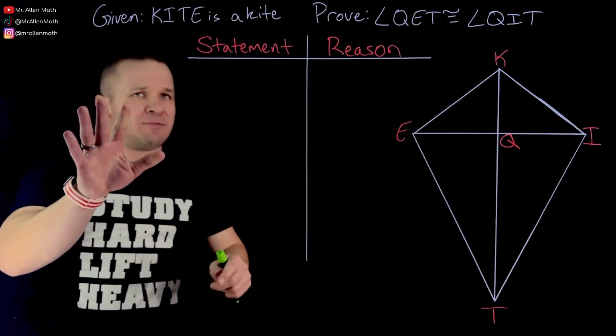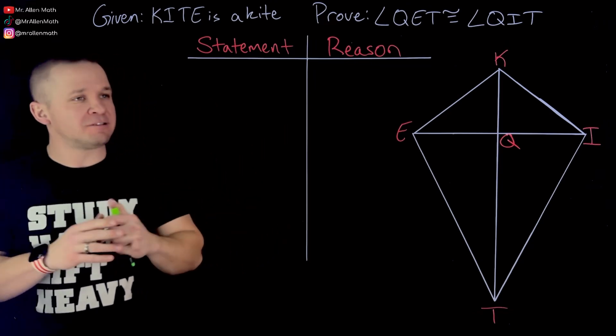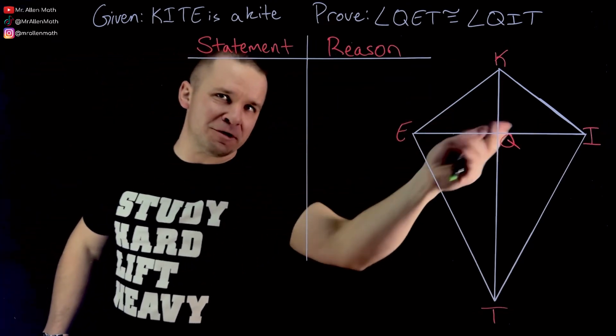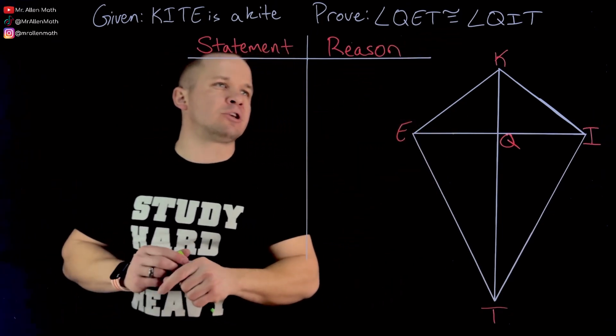Okay, so I'm given that this quadrilateral, KITE, is a kite. Creative name for all the vertices, yes? And we want to prove that angle QET is congruent to angle QIT.